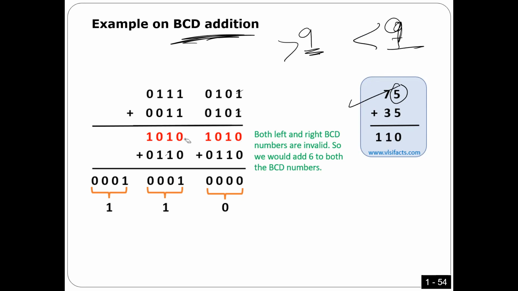Okay, but in this case, this number is 10, right? And this number also is 10. Because this number is greater than 9, I'm going to add 6 to make the adjustment. Here, this one I'm also going to add 6 to make the adjustment. If this number is less than 10, I'm going to put 0, 0, 0.